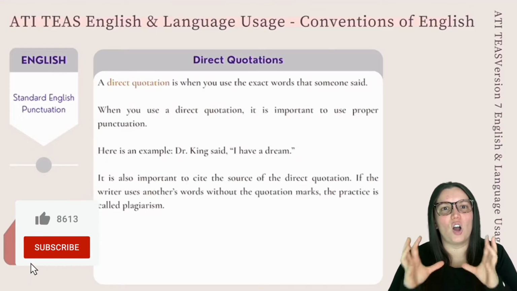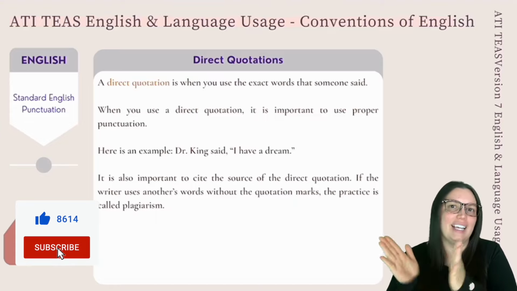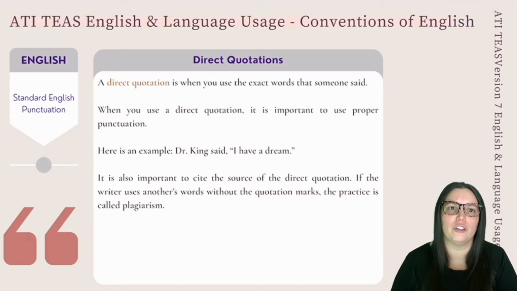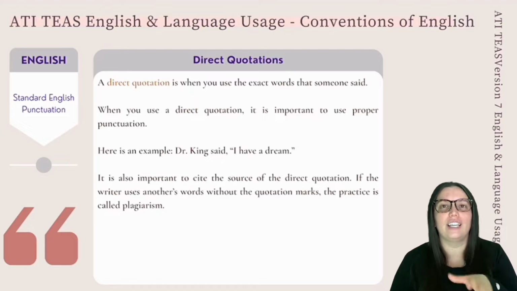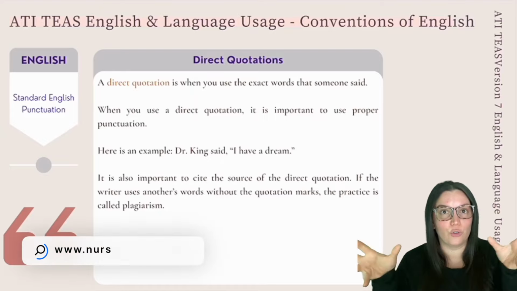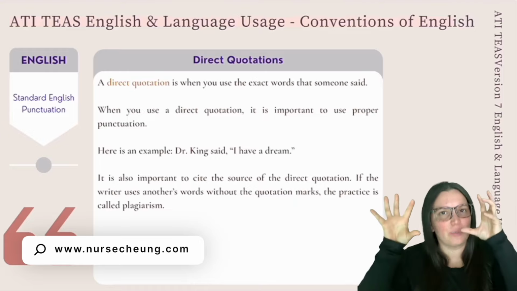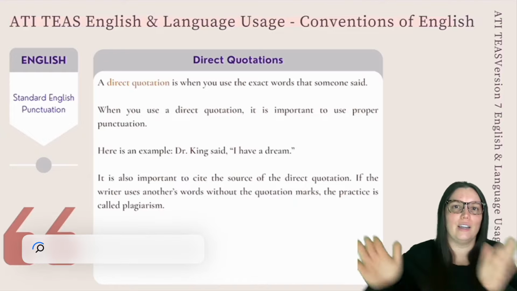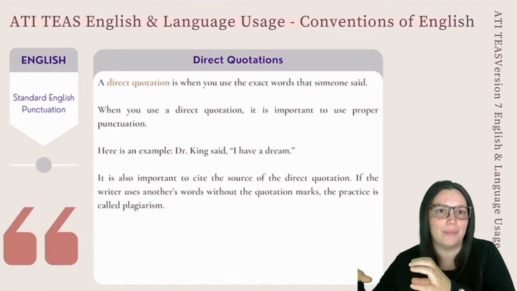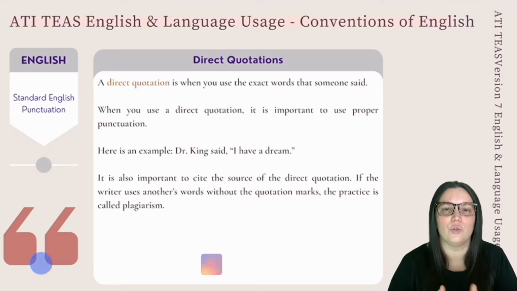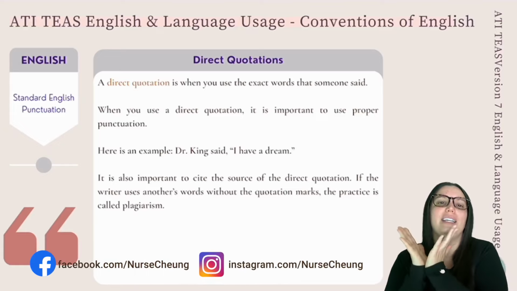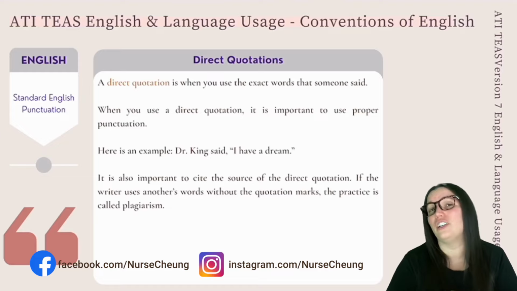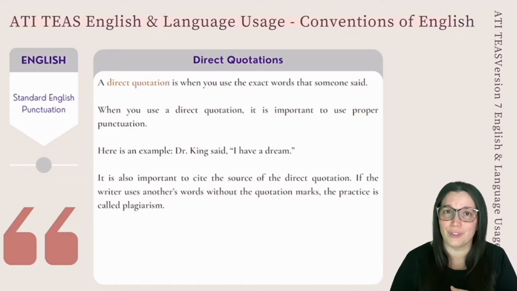So direct quotations are when we use the exact words that somebody else has said. When you use a direct quotation, it is really important that you use proper punctuation. So for example, Dr. King said, comma, then you use your quotation marks, "I have a dream." That's specifically what Dr. King said, and we use the comma to denote what Dr. King said versus the actual phrase that was said. It's really important, again, to cite the source of a direct quotation. If the writer uses somebody else's words without quotation marks, that practice is called plagiarism and will get you in a lot of trouble when you start writing your papers for school.